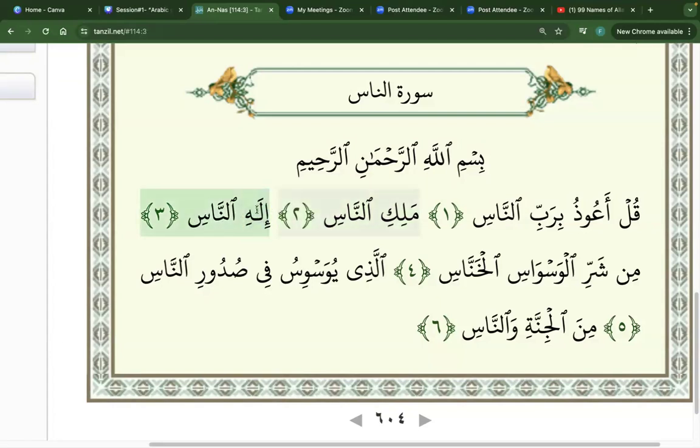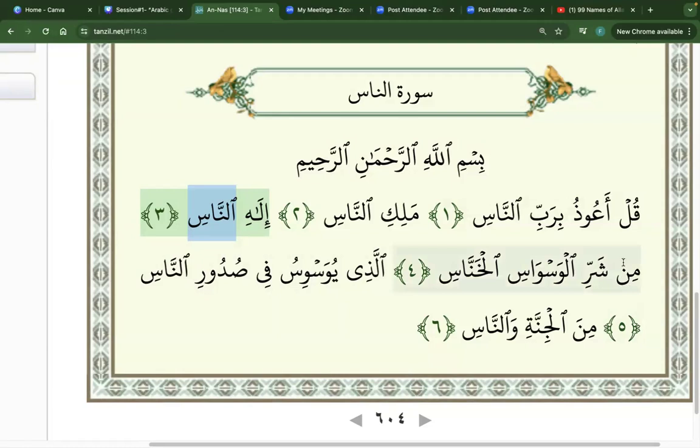Ilahin nasi. Why is the word anasi again jar? Ilah, the one to be worshipped. Or you can say for now, ilah is ilah. Ilah of the people. Why is this jar? Why is it taking kasra? No, this is jar. Very good job. Now give me what is the reason? Ilah of people. It is coming after of. Very well done. You guys got it. You are very smart.